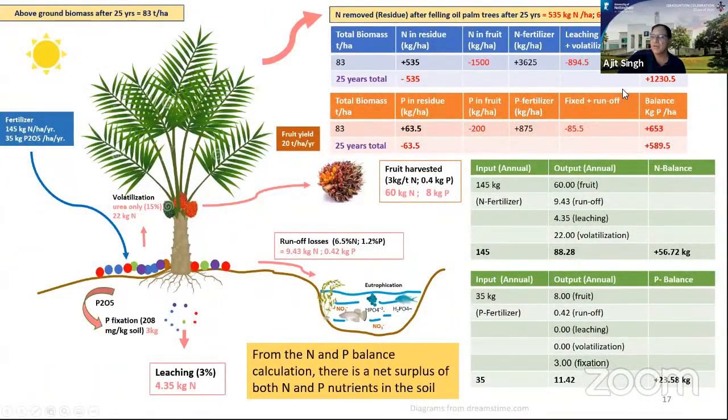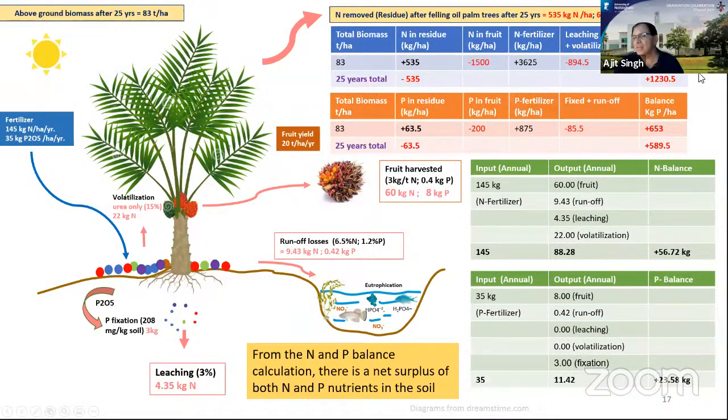the total amount over 25 years, 535 N was added and P was 63.5. This much was removed from the fruit. So this is times 25 years. And then this is through fertilizer. So this is multiplied by 25. And so we did that calculation.